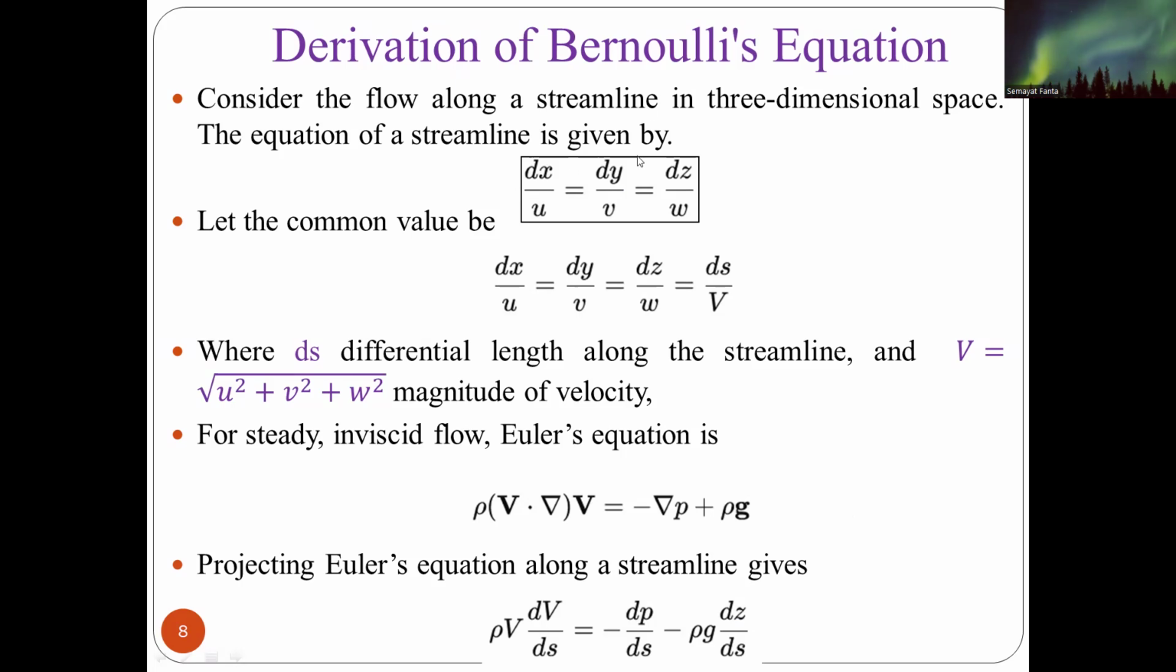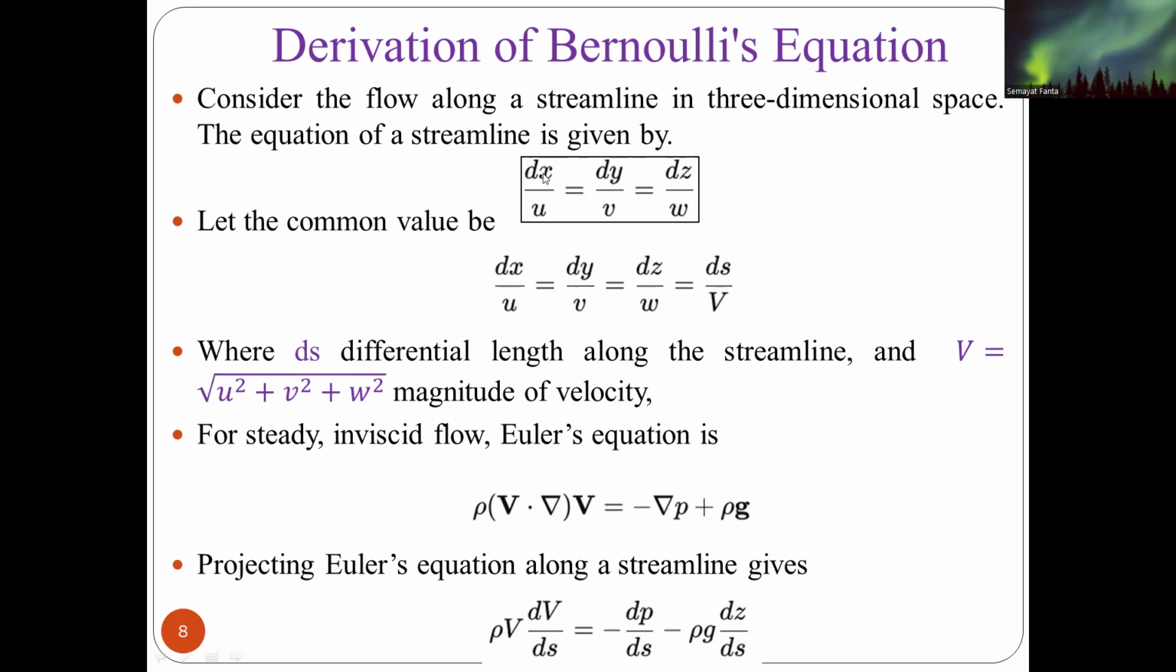So the streamline equation is dx over u, the velocity in the x direction, equals dy over v, the velocity in the y direction, equals dz over w, the velocity in the z direction, equated in this manner. So this equation provides us three different equations. Okay, these equations are called streamline equations.